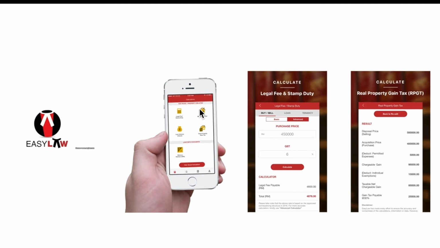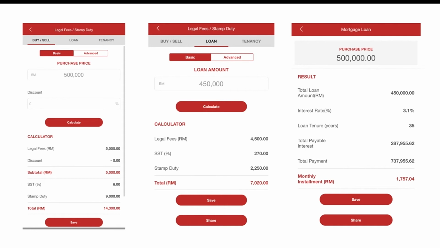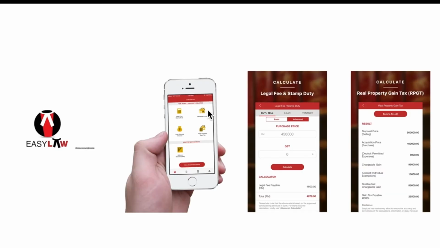You just key in your mortgage, that means your purchase price, how much is your purchase price. I think I have a sample here. Yeah, so it's much easier. So this is the sample. They can actually calculate your legal fees, your stamp duty, your mortgage loan, your real property gain tax, okay, and also late delivery charges by the developers.